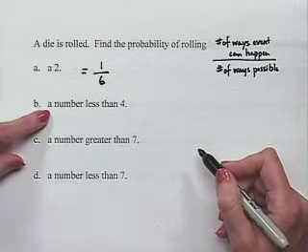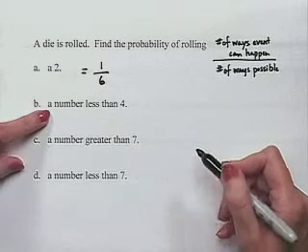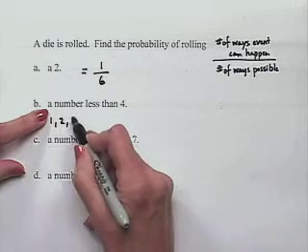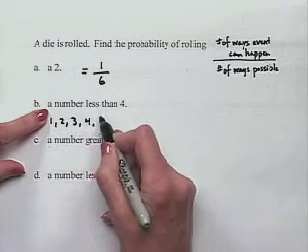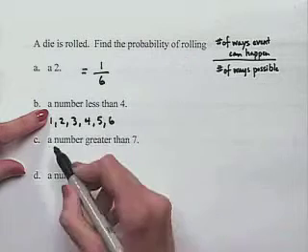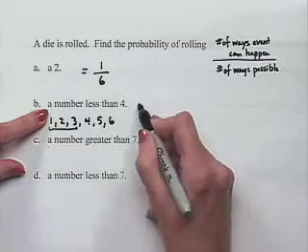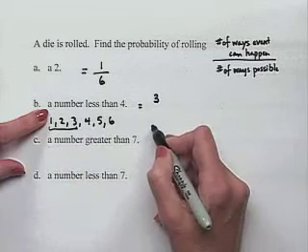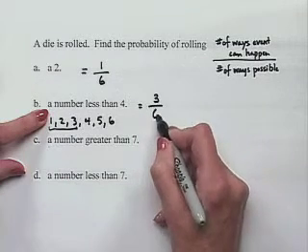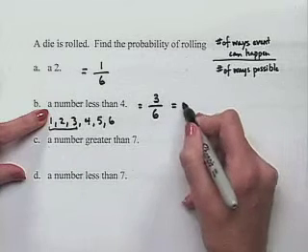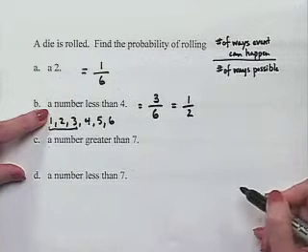Part B, the probability of coming up with a number less than 4. Well, let's just list our possibilities. We have 1, 2, 3, 4, 5, 6. Of those, 3 are going to be less than 4. So there are 3 possible ways to come up with a number less than 4 out of the 6 possible ways to end up with a result once we roll a die. And we can reduce this to 1/2.